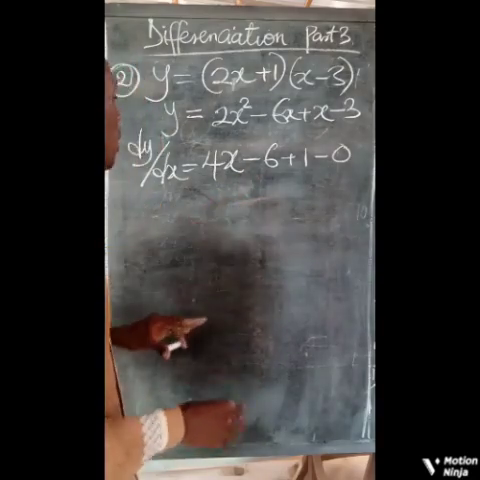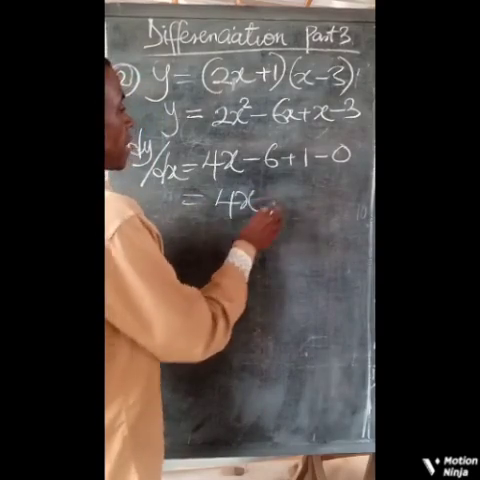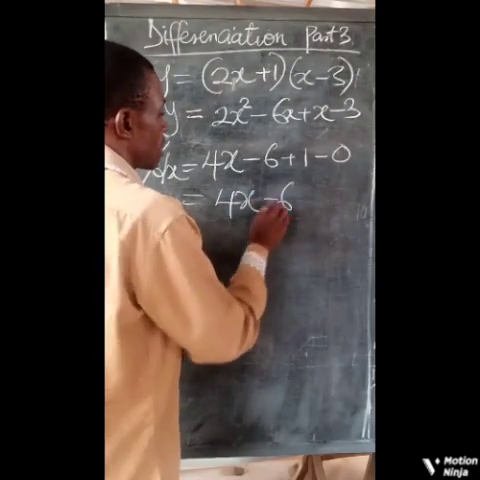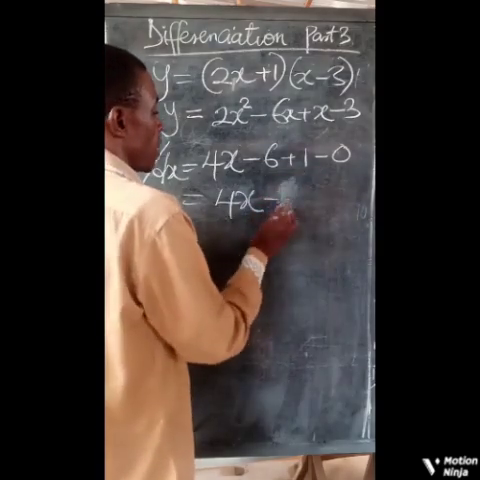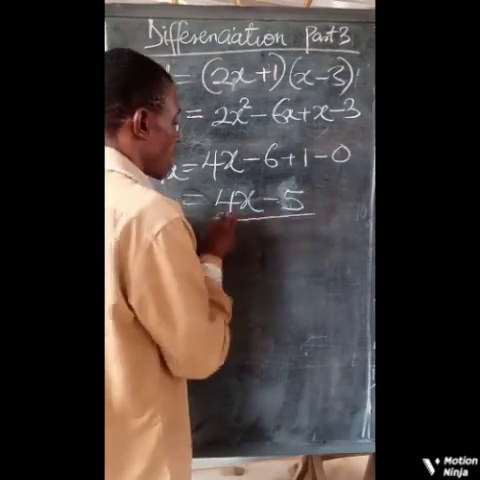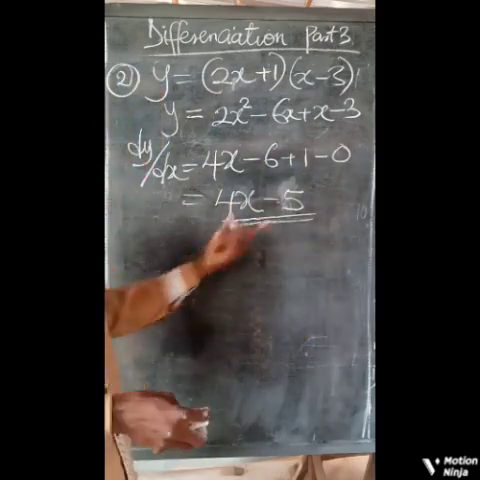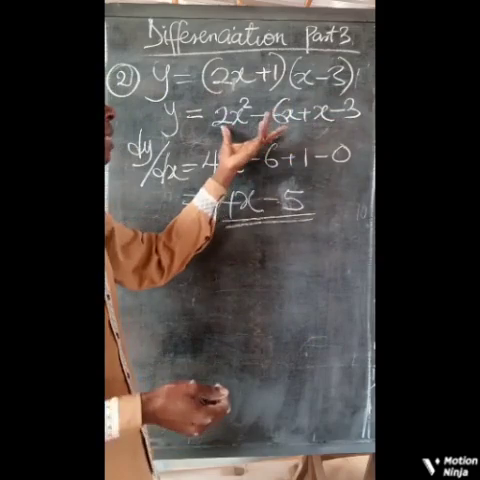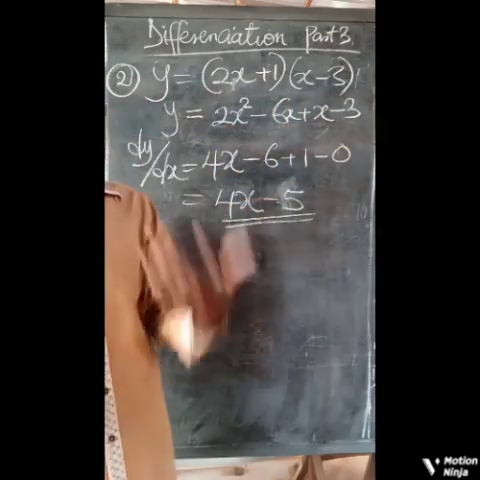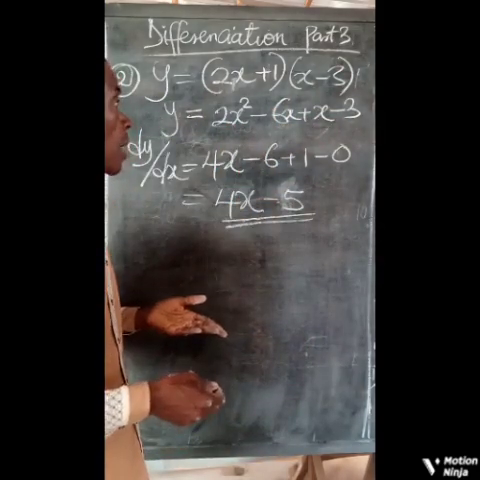There's no other thing to do here. We'll just go straight and have 4x minus 6 plus 1. Minus 6 plus 1 will give us minus 5. So that one is 0, so it's already gone. You have 4x minus 5 as the final answer. But just understand the concept that we did here. As you keep progressing with the calculation, you won't have issues dealing with these figures. So that's the answer for this.